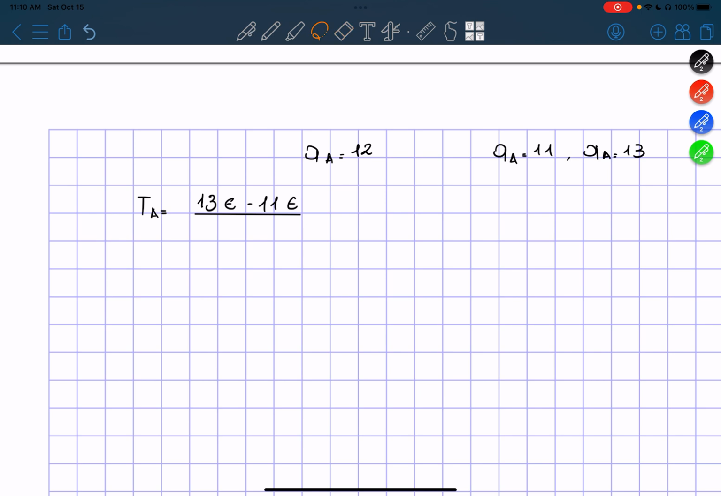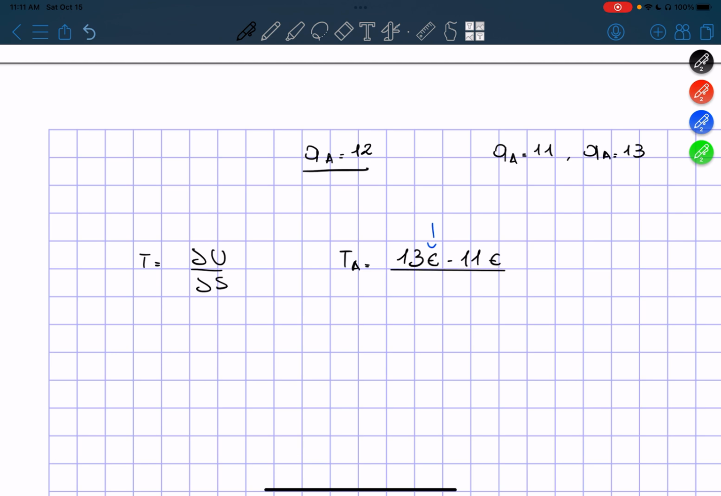Sorry, here actually I should have written better because I'm getting confused too. So we have the temperature, and mathematically it makes sense to say the energy over the entropy. So for TA, when QA is equal to 12, we're going to have 13 units of energy minus 11 over the values of the entropies at this point, which can be found from table 3.1 again. In fact, they are 51.9 minus 45.4. And we have k, because k is the Boltzmann constant.